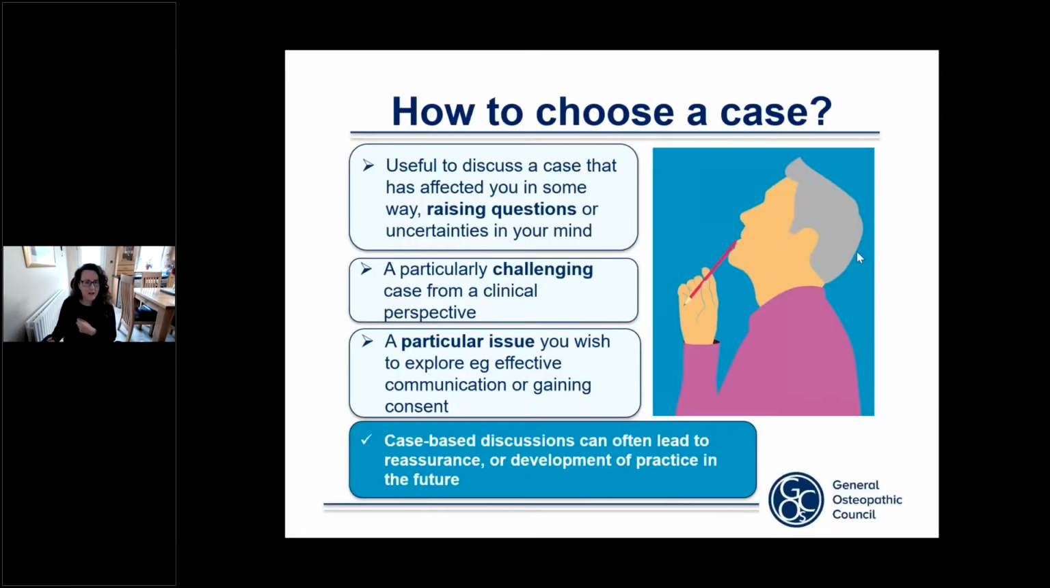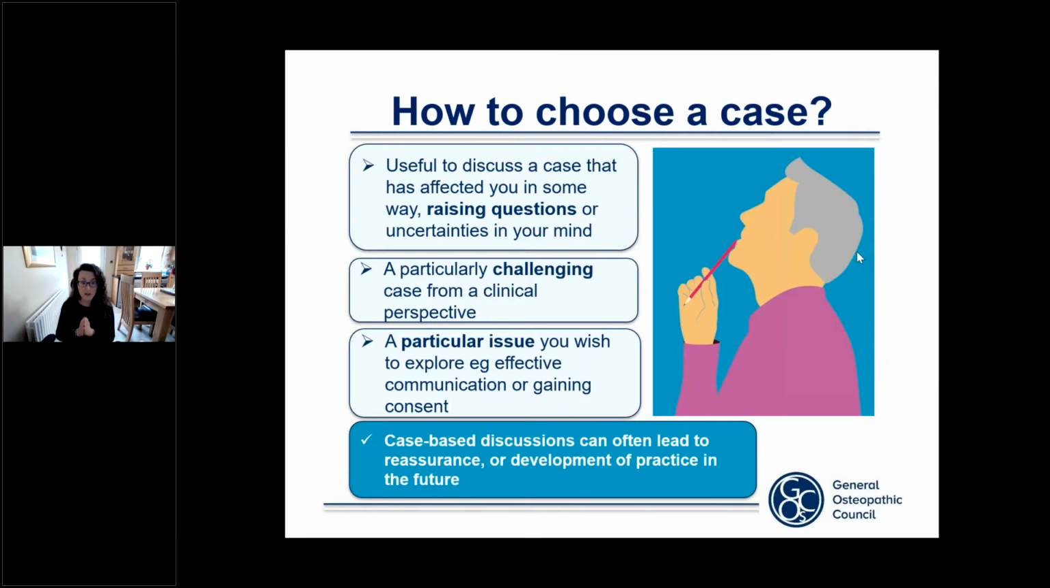So, choosing a case. It's useful to discuss a case that has affected you in some way, raising questions or uncertainties in your mind. It could have been particularly challenging from a clinical perspective. Perhaps you felt that you acted outside of your comfort zone. Or this is one of the ways to kill two birds with one stone.